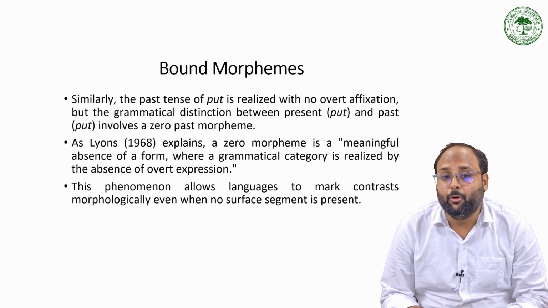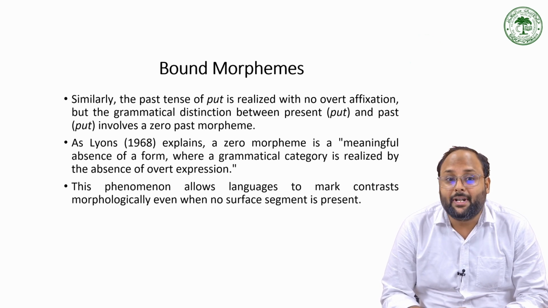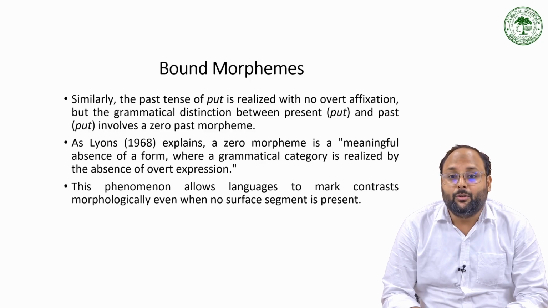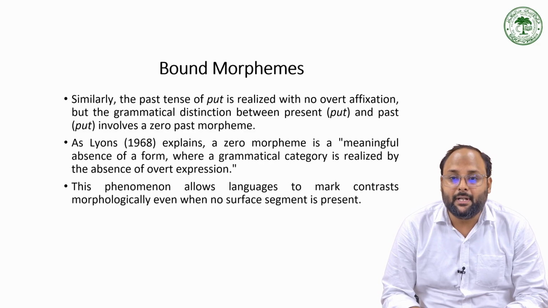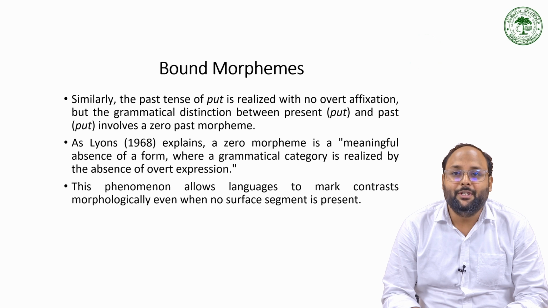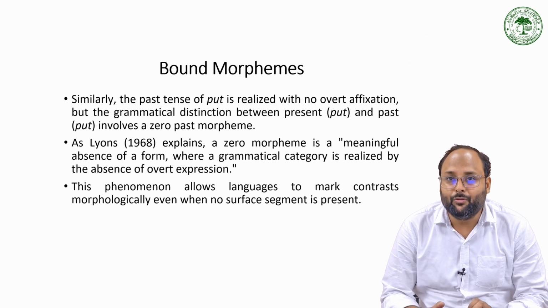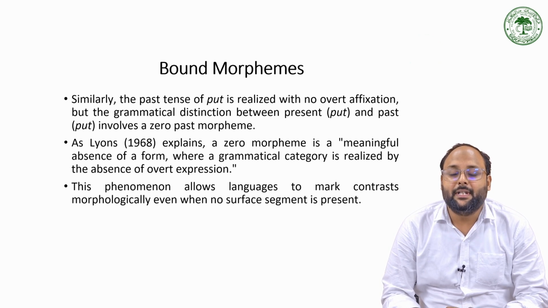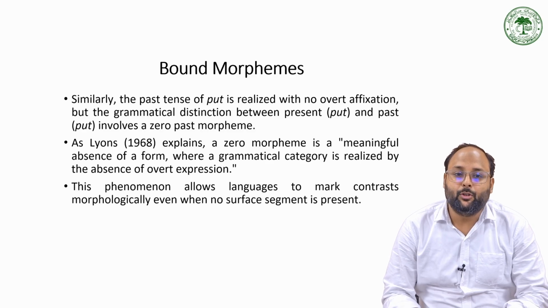Similarly, the past tense of put is realized with no overt realization, that is, there is no overt affixation to make it present, past or passive. So if you make the past of put, it has the same form, put. There are no additional affixes we are adding to put. So it is also representing the same zero morpheme. Zero morpheme means there is no physical realization, no form, no affix, but they represent some grammatical features.